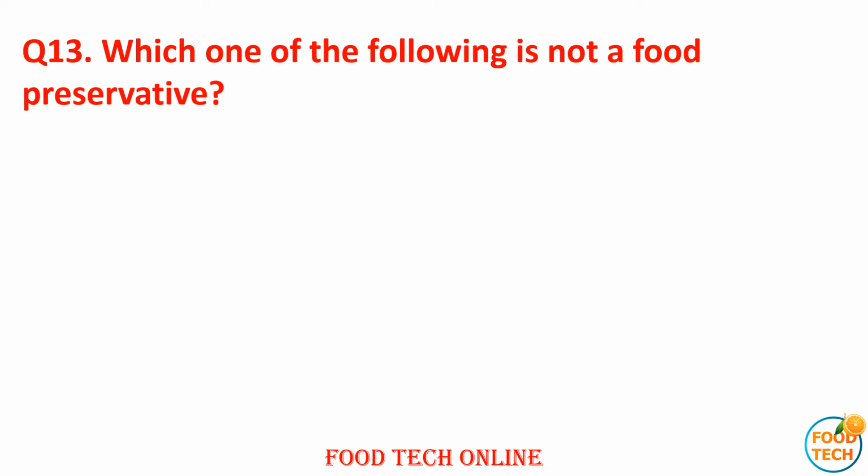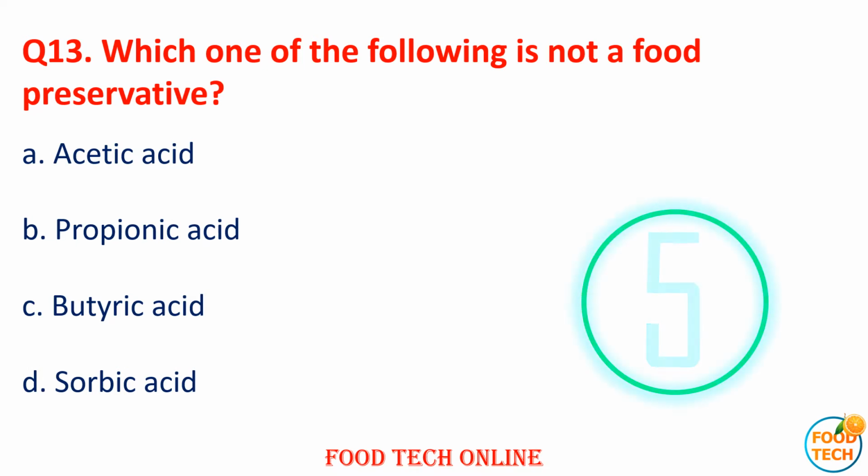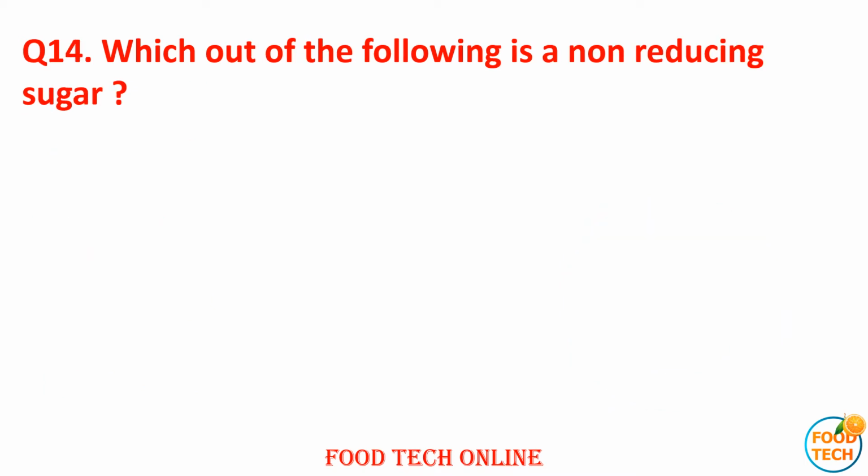Question 13. Which one of the following is not a food preservative? A. Acetic acid, B. Propionic acid, C. Butyric acid, D. Sorbic acid. Answer C. Butyric acid.